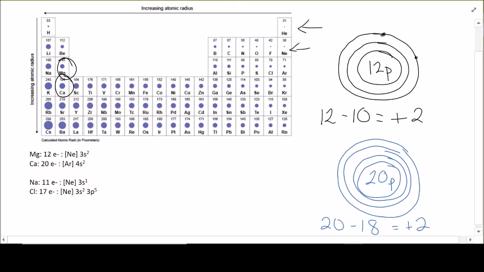So the effective nuclear charge for the electrons in the outer shell is the same. However, for calcium you have 1, 2, 3, 4 energy levels, where in magnesium you have 1, 2, 3 energy levels. And as the energy increases for the energy levels, the larger the atomic radius. So as you go down in the periodic table, the atomic radius increases.